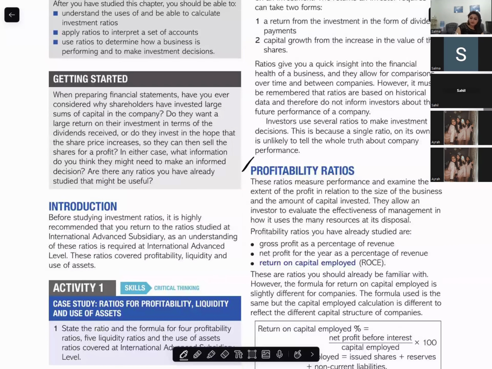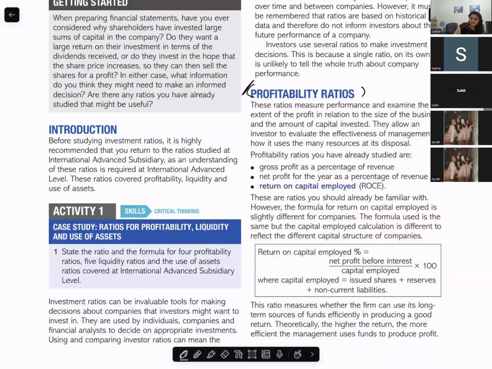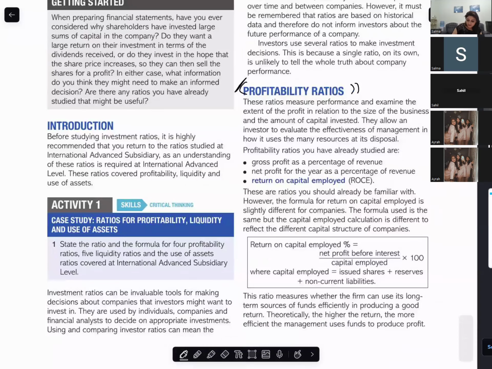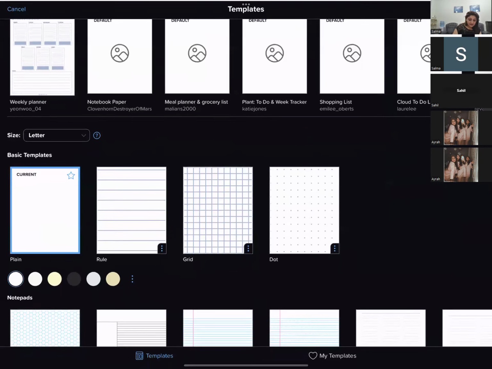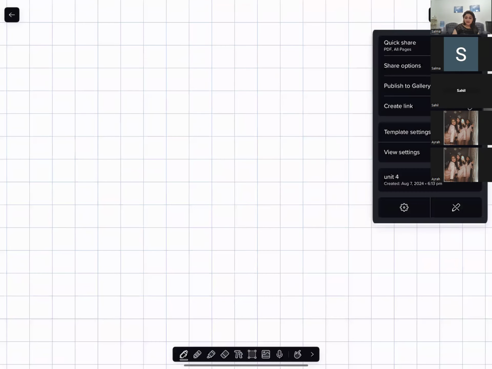So we are talking about profitability ratios. These are investment ratios. In A level, you have some ratios related to dividend. Do you know about profitability ratios? What are profitability ratios? The gross profit ratio, net profit ratio, and ROC, return on capital employed.